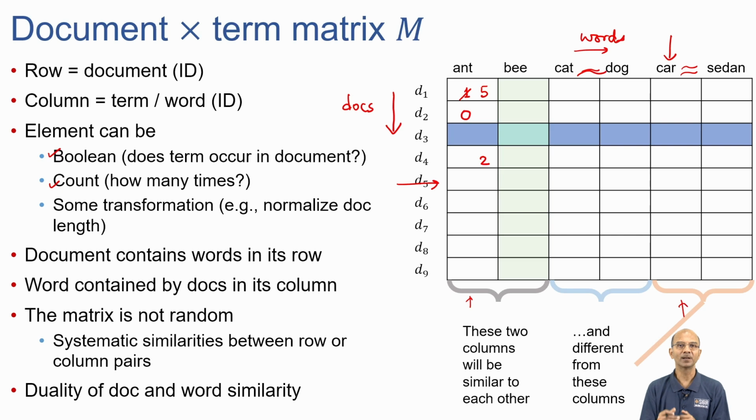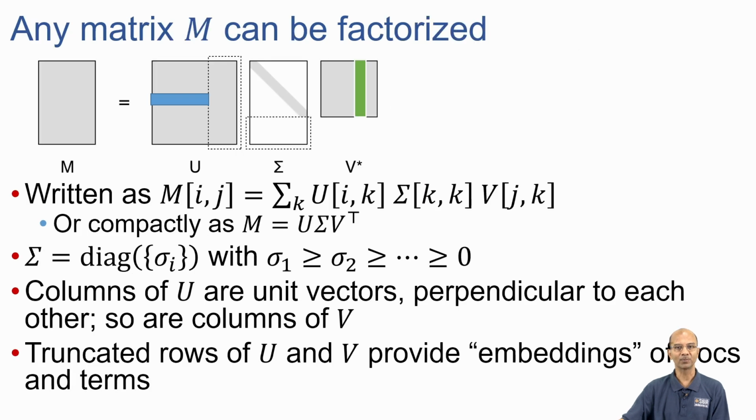When two documents are similar, they tend to contain or not contain similar words. Conversely, two words are regarded as similar if similar documents contain them. This intuition was used in these factorization models. Any matrix M, such as the one we saw in the previous slide, can be factored into 3 parts. This is called a singular value decomposition or SVD. M_ij can thus be written as a sum over k of u_ik times sigma_kk times v_jk.